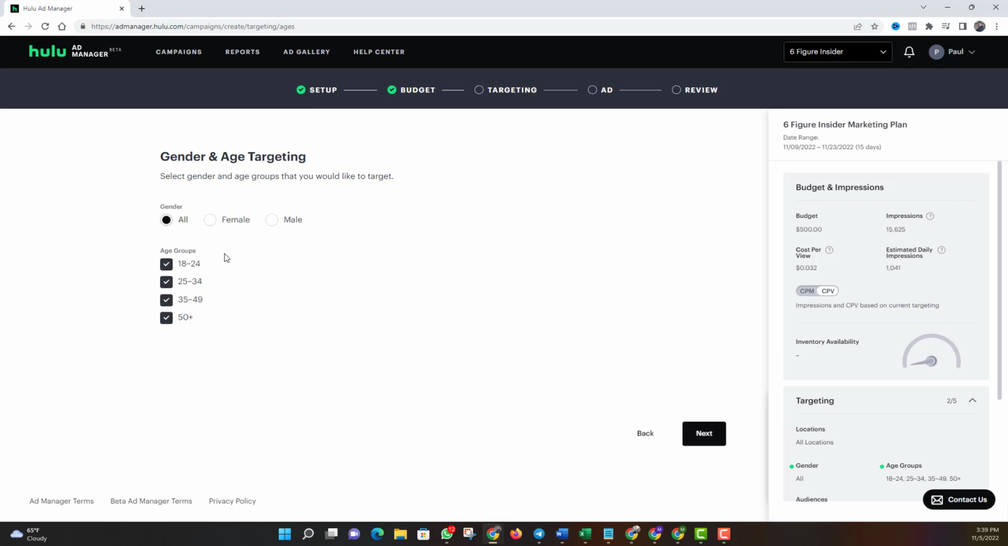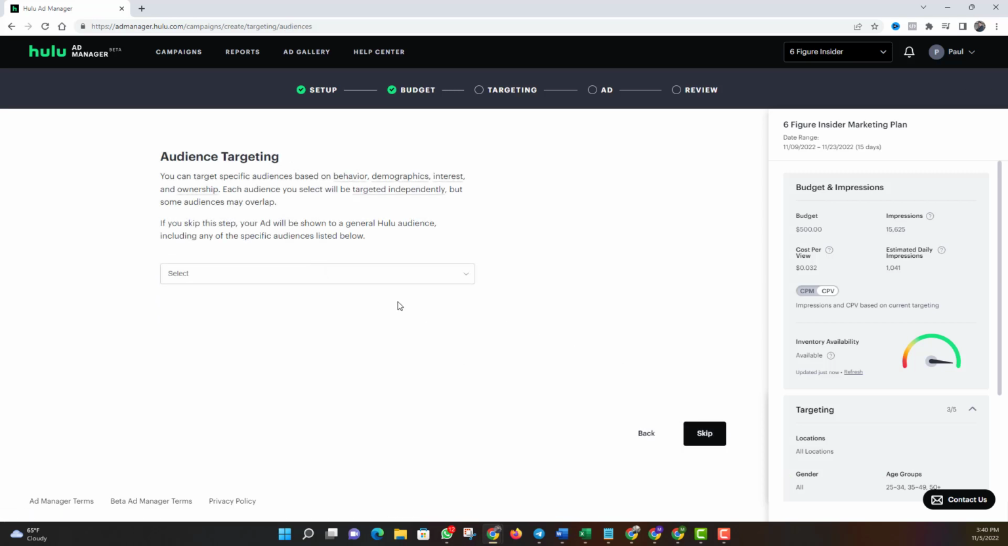Okay, so now we're going to go with gender and age targeting. For us, our ads suit all genders, and we're also going to select the different age groups. So you've got ages 18 to 24. They're generally not the audience for us. Generally, we're in this wheelhouse of 25 to 50 plus people that have a business wanting help with their marketing. So that's generally where we are. So we're going to click on next here.